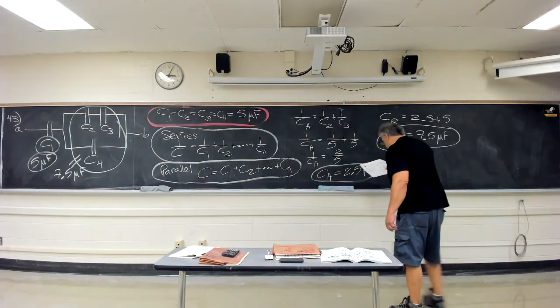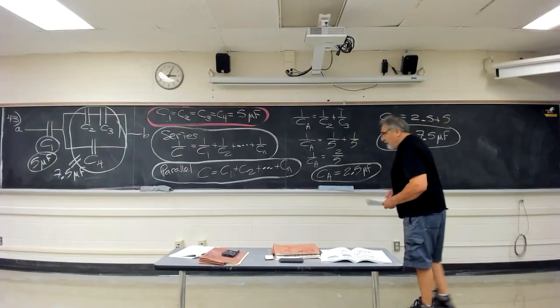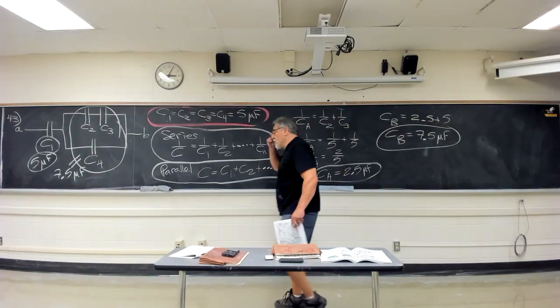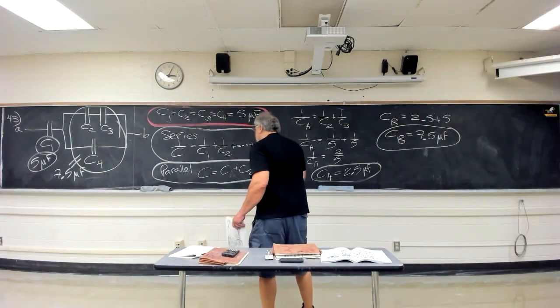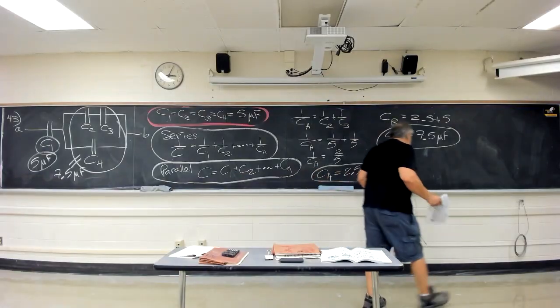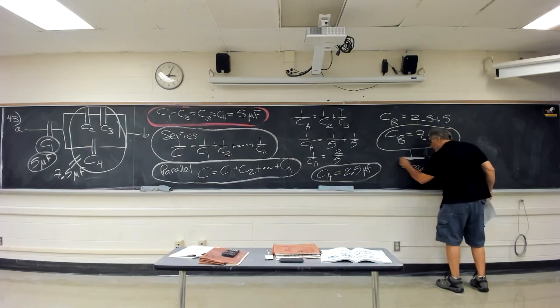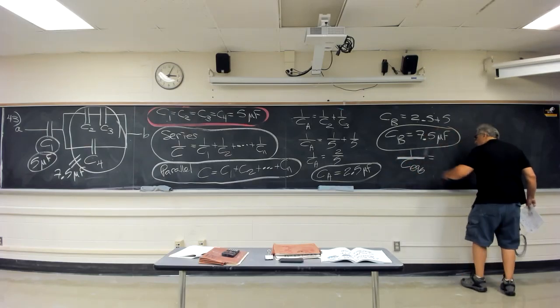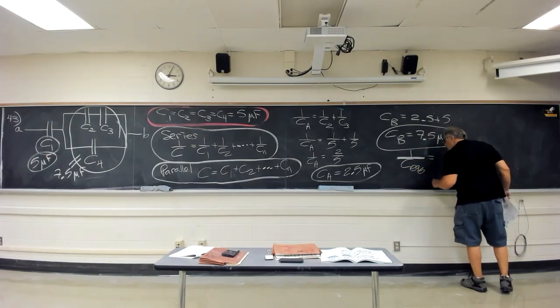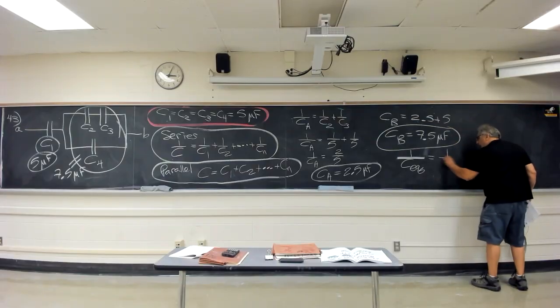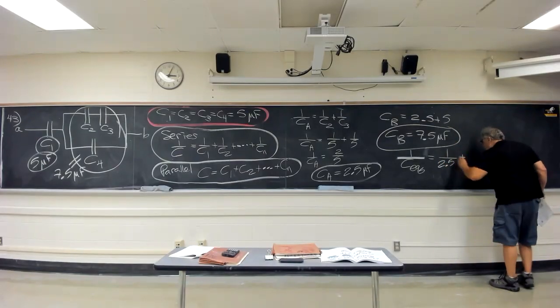Let's go for it. Now it's no longer a parallel situation. It is a series situation. If that's how you're going to do it, 1 over the very final equivalent, we'll call it C sub EQ, is 1 over 2.5. It's a little different than how I showed it, but either way it works.